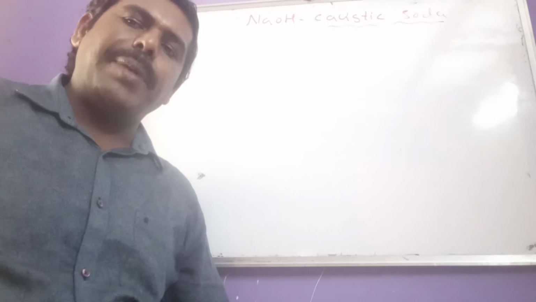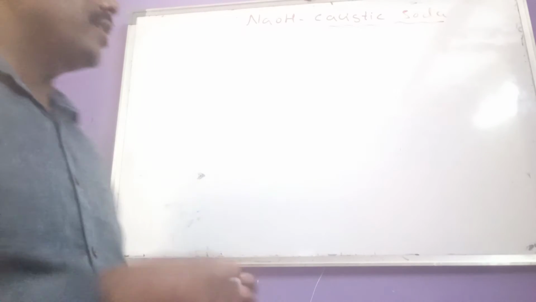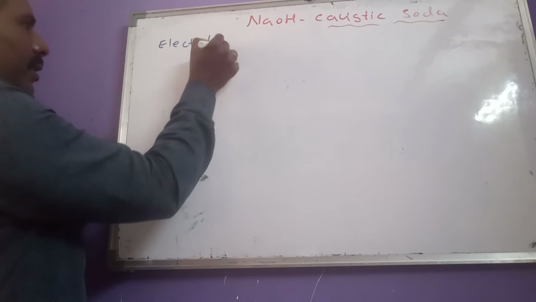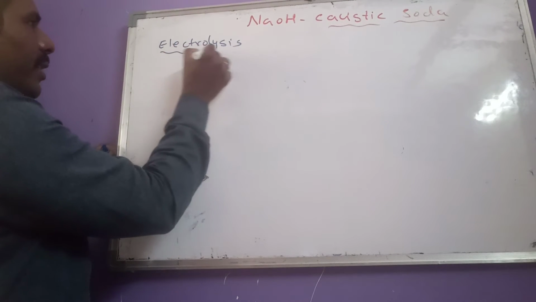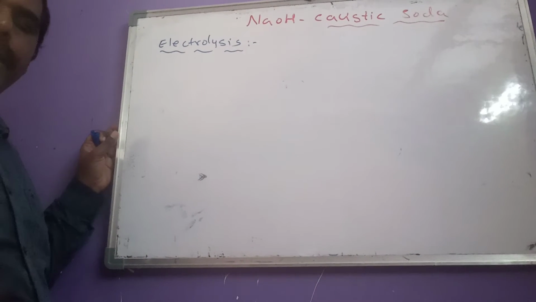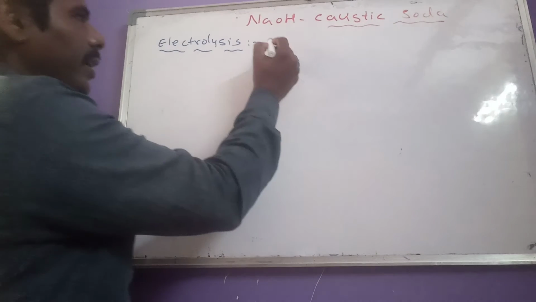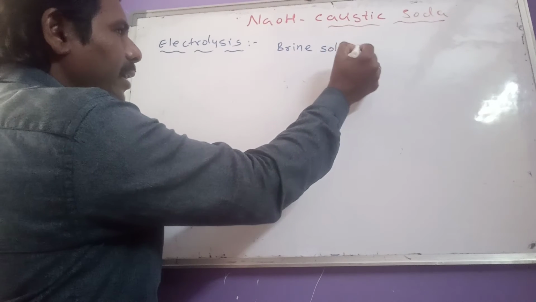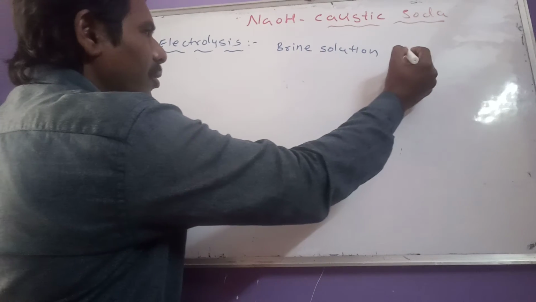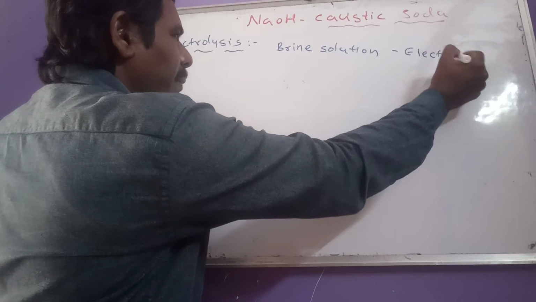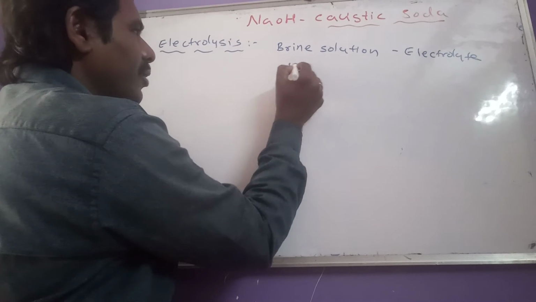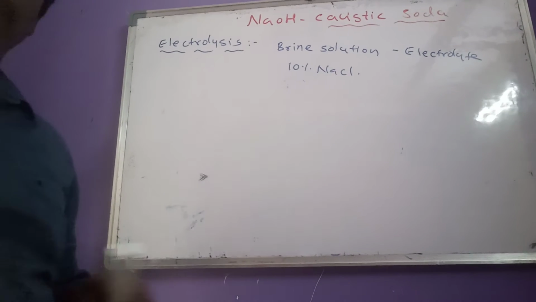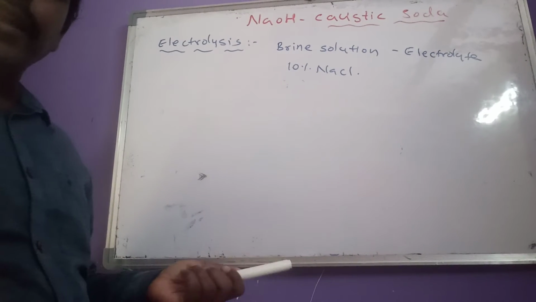Now let us see the preparation methods of NaOH. The first one is the electrolysis method. In some books you can see this as the Nelson cell method, but simply it is called the electrolysis method. In this method, brine solution is taken as an electrolyte. Brine solution means 10% NaCl solution. That means the remaining 90% is nothing but water.